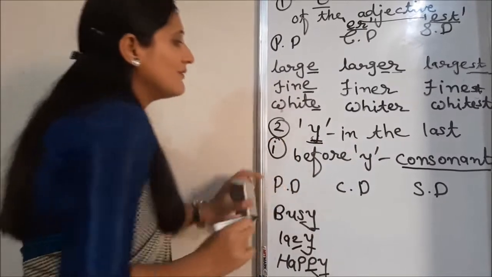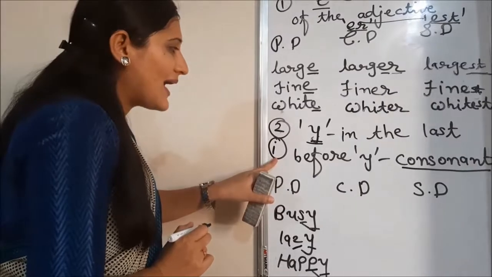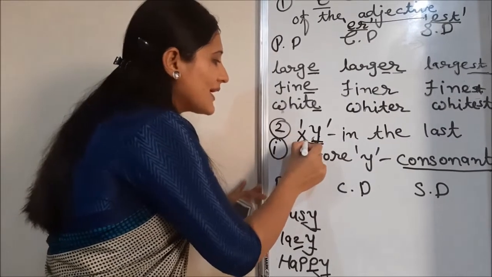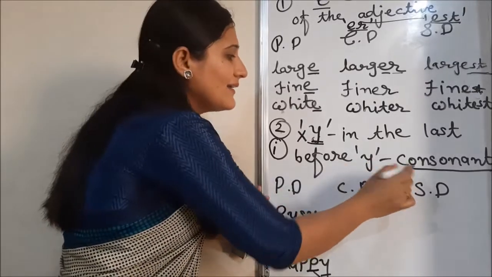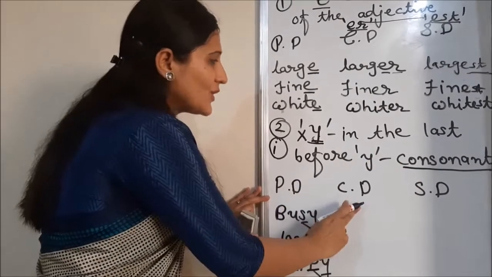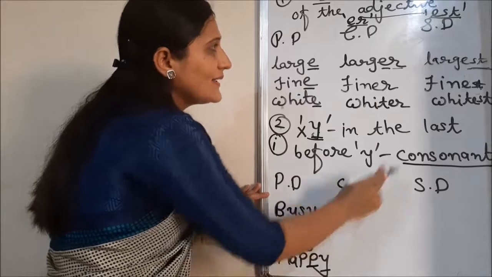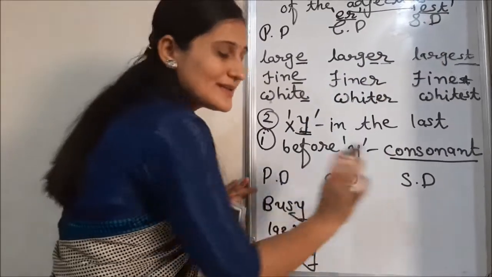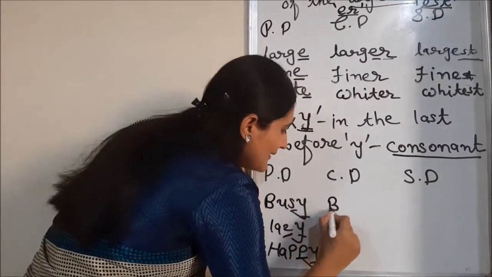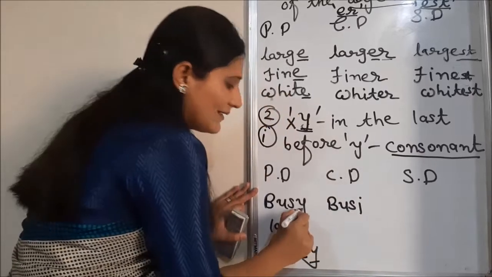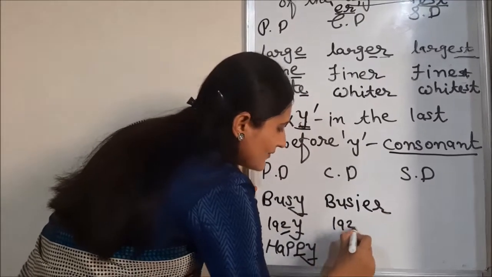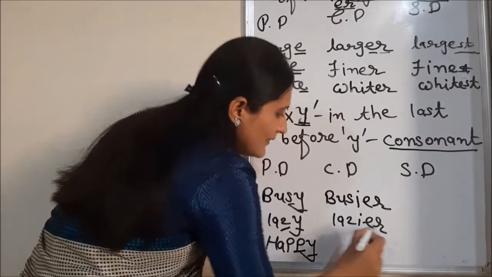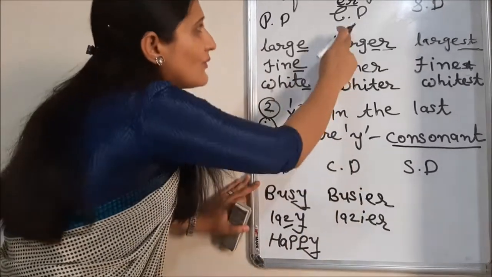We will turn Y into I, meaning we will not write Y, we will write I instead of Y, and then according to our rule add ER in the comparative and EST in the superlative. So see, busy: Y, then I, and ER. Here, lazy: Y, then I, then ER, according to our rule.